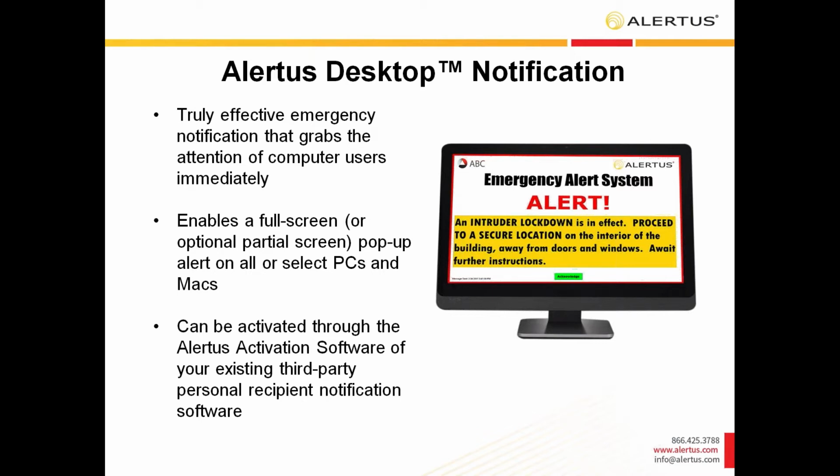We can activate this through the Alertus activation software and the Alertus console. For anybody already using an existing system, such as a text and email company or a third-party recipient, we have a lot of integrations, and we can tie these alerts back into those systems as well. So feel free to ask us at the Q&A. The main ones you'll hear, especially on the higher ed side, are Everbridge, Rave, Regroup, and Blackboard Connect. Those are just some of the main ones I hear on a day-to-day basis. If you have any that you're not familiar with, feel free to ask us at the end.